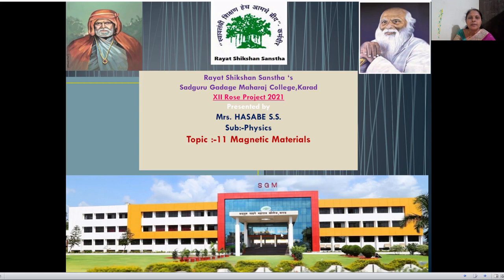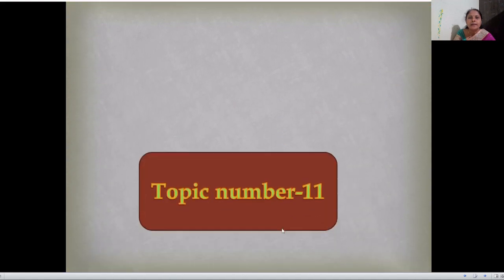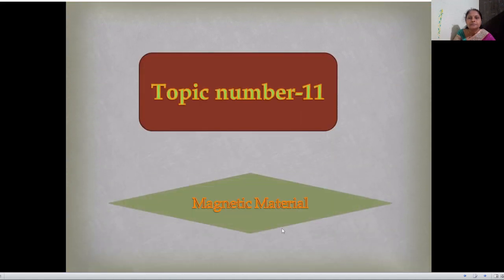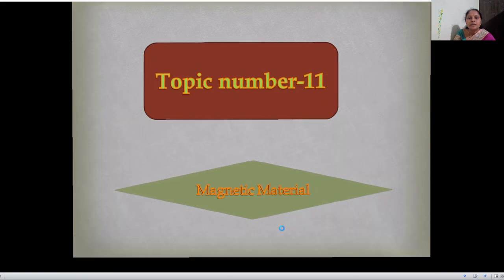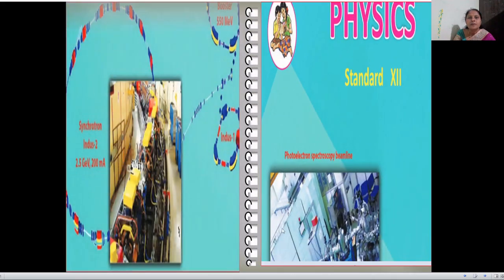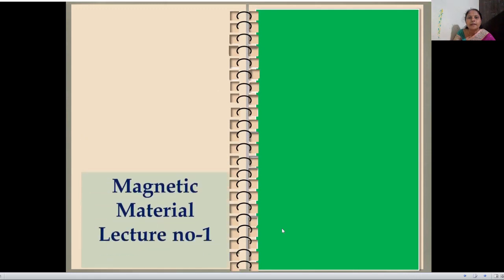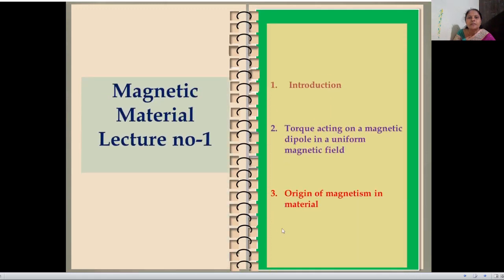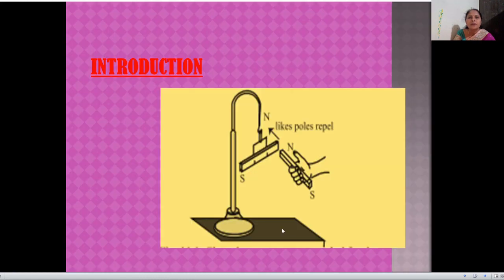Karad. Myself Hasbe SS, subject physics, topic number 11, magnetic material. In this topic we discuss firstly the introduction of magnetic material. Second, torque acting on a magnetic dipole in a uniform magnetic field. Last one, origin of magnetism in a material.